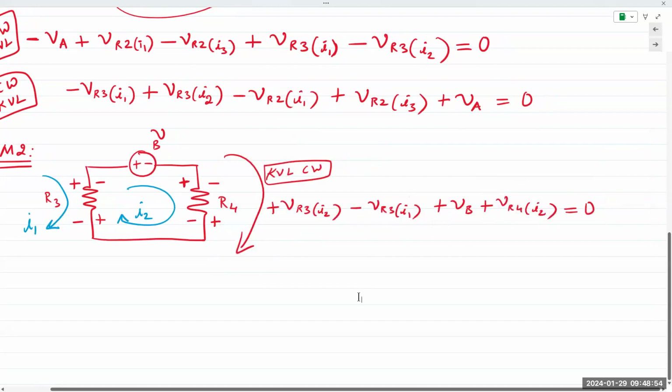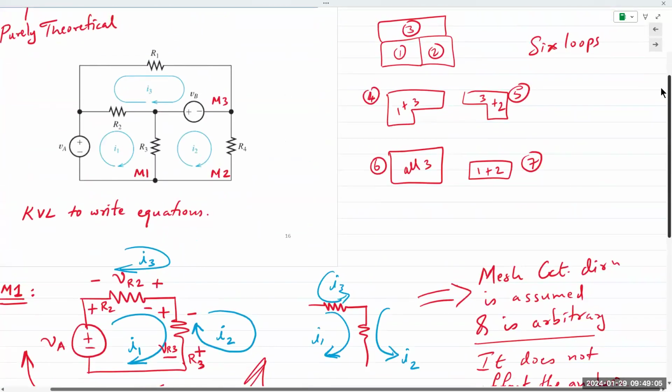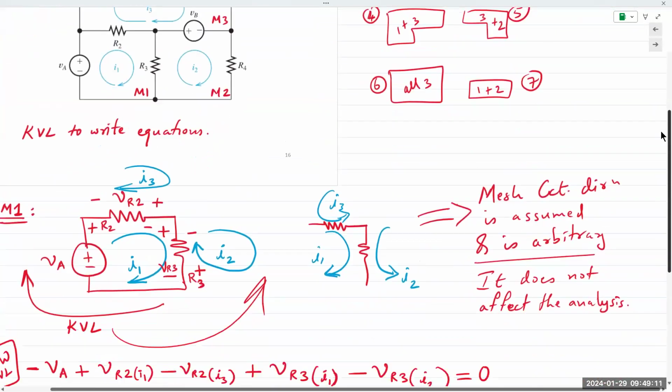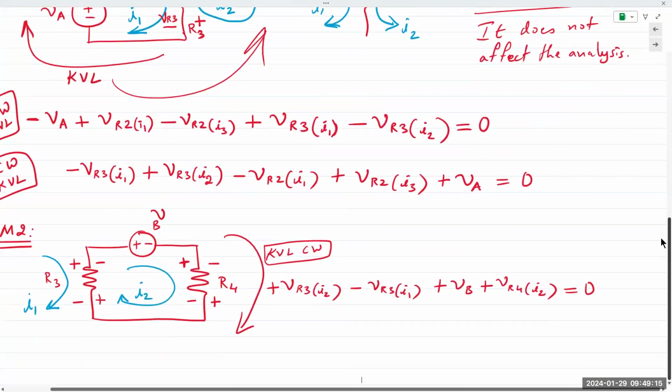Professor, would you need two VBs for the I3? No, because it's a voltage source. So we cannot describe a voltage source using the current I3. Why is there a negative VB though? Because there's current going through it in the opposite direction. No, the current is, so it does not matter.